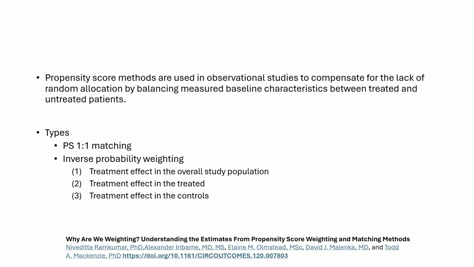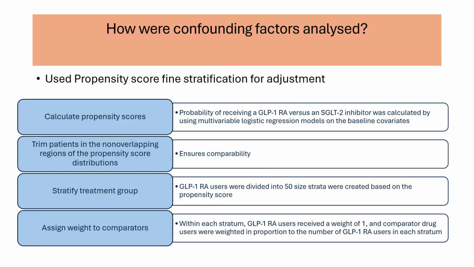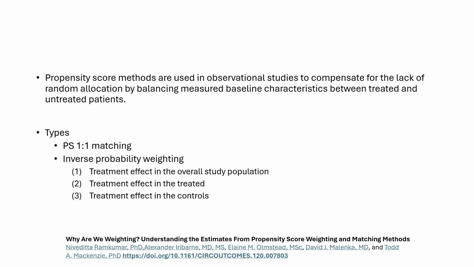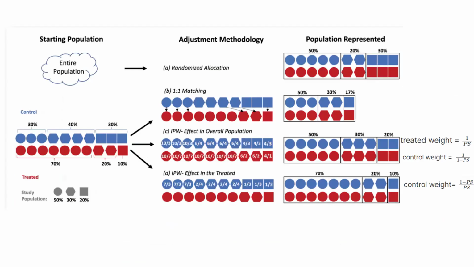What is this propensity score method? So basically, they are used in observational studies to compensate for the lack of random allocation by balancing measured baseline characteristics between the treated and the untreated patients. So there are various types, commonly which we know are the propensity score 1:1 matching. Then there is another method called inverse probability weighting, which is different from what they have used in the study, which is fine stratification. I just thought I'll briefly talk about the different propensity score methods because we have a few statisticians here.